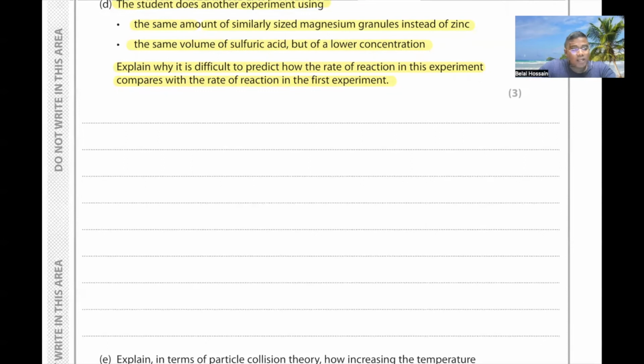Magnesium is a more reactive metal than zinc, which would make the reaction faster. However, using a lower concentration of acid means the reaction will become slower because of the low concentration. So it is difficult or nearly impossible to know whether the rate will increase or decrease overall.